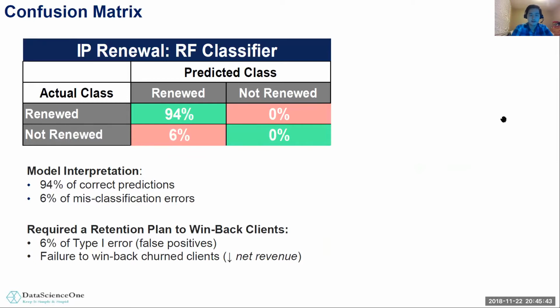So basically what this means is that we need a retention plan to win back these non-renew clients at some point, which is the 6% of type 1 error, called false positive. Because what this means is that this 6% leads to a loss in net revenue over time, because the company was not able to collect the renewal premiums from these 6% of the population.